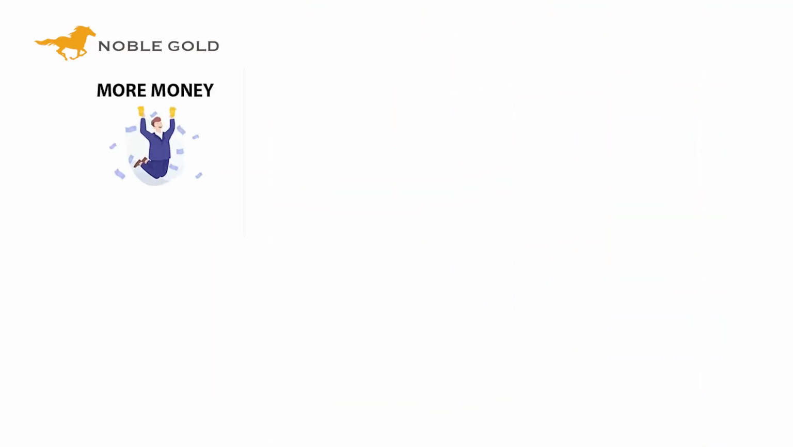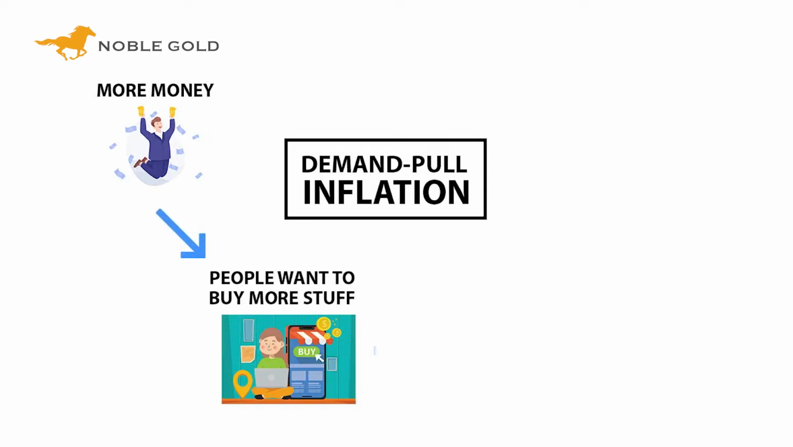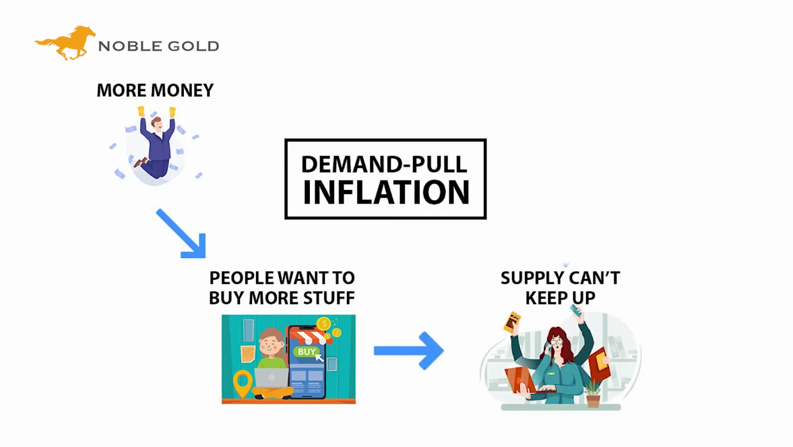First, let's talk about the demand pull effect. This is when an increase in the supplies of money and credit causes the increase in demand for goods and services. However, the production of goods and services isn't able to keep up with the demand. Basics of economy says less supply but more demand leads to a price increase.